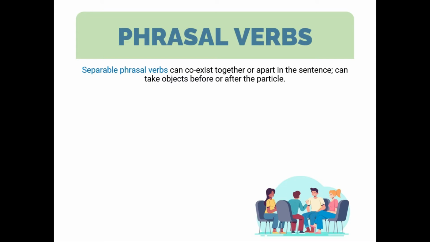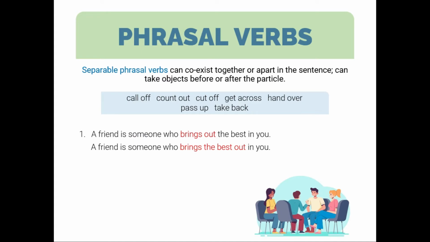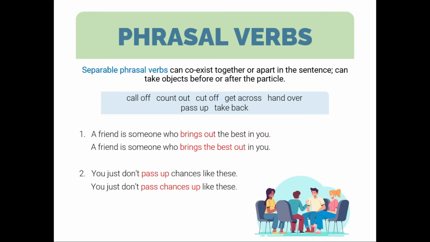The group of separable phrasal verbs is made up of verbs like call off, count out, cut off, get across, hand over, pass up, and take back. Let's go through a few examples. Number 1. A friend is someone who brings out the best in you. Or you can say, a friend is someone who brings the best out in you. Number 2. You just don't pass up chances like this. Or you can say, you just don't pass chances up like this.